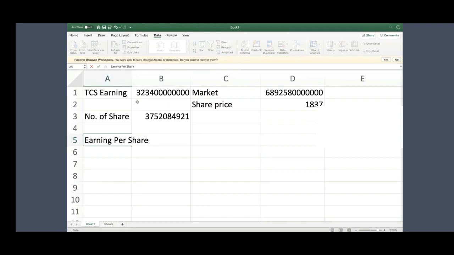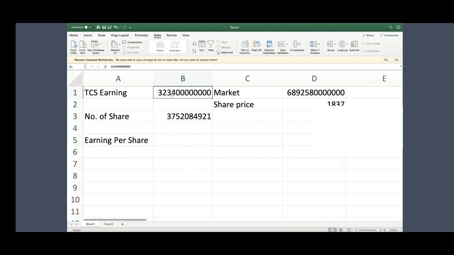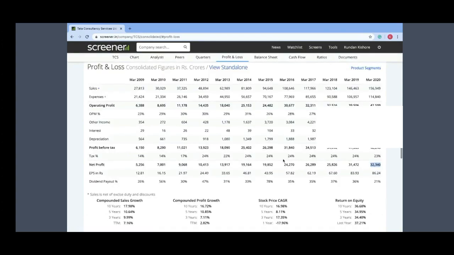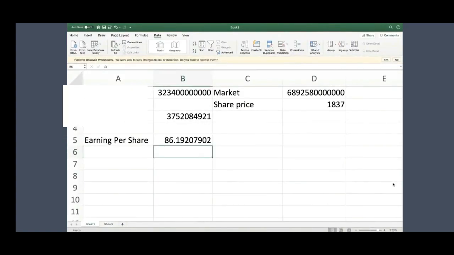So this is the earning, this is the number of shares, so earning per share will be 86.19, and as I told you, this is public information, 86.24. Some mismatch here and there on a very minor side, but 86.24 or 86.19 is the earning per share of TCS which TCS has reported. Now, what does it mean by earning per share? Does it make any sense?